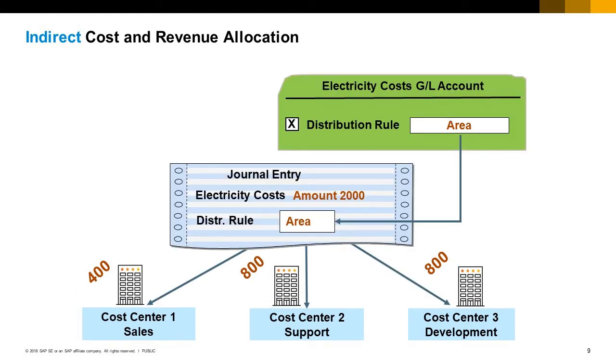As you do with direct costs and revenues allocation, link the relevant accounts to an indirect distribution rule in the chart of accounts. Post a journal entry or marketing document to a GL account that is linked to a distribution rule. In our example, each time you issue an expense to the electricity expense account, the amount will be automatically allocated to the different departments according to the distribution rule definition.